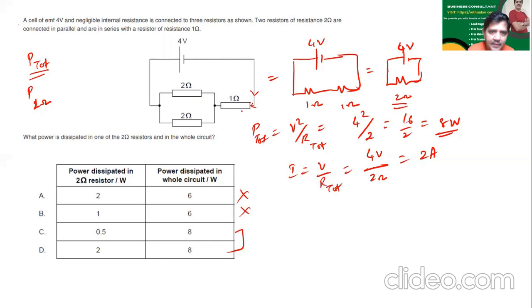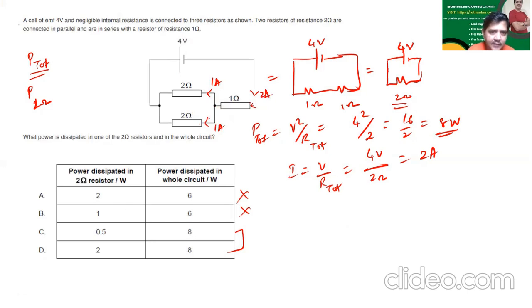Before considering the power, you can do it by 2 methods. Let me help you out with this way. A current of 2 amperes is flowing like this. When it comes here, you see there's a node. The resistances are equal, so this will be 1 ampere upwards and 1 ampere downwards. This 2 ampere current splits into 1 ampere upwards, 1 ampere downwards.